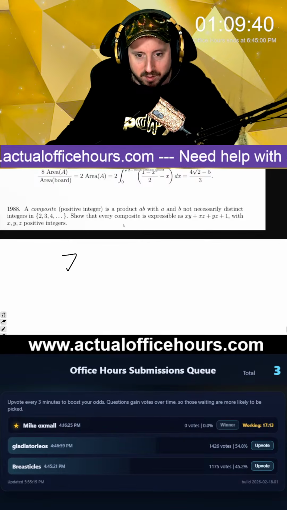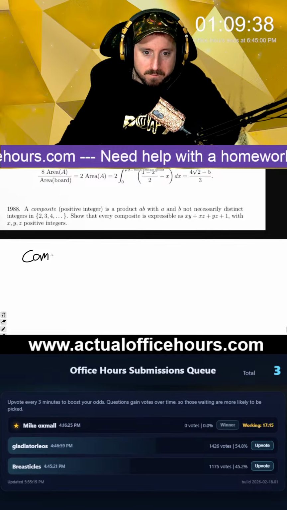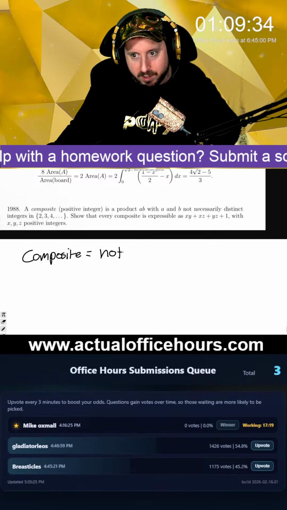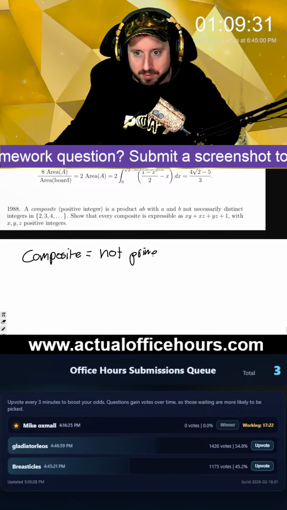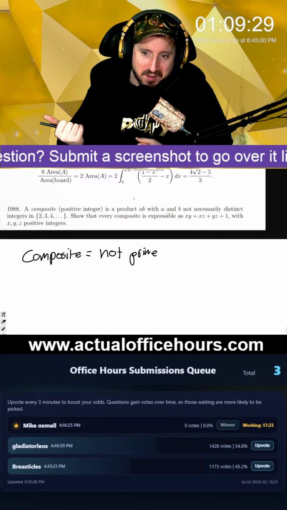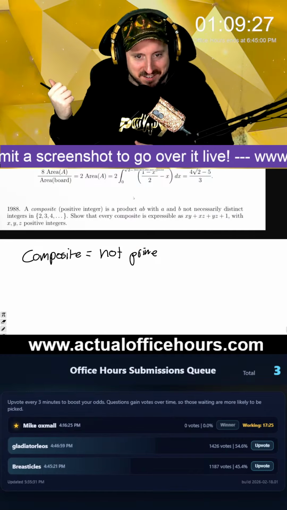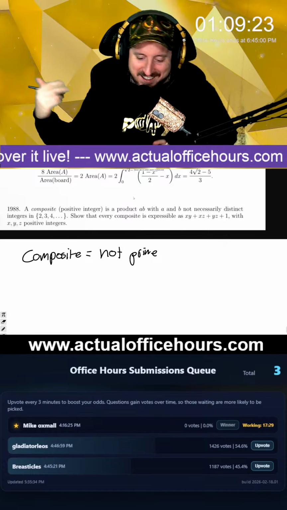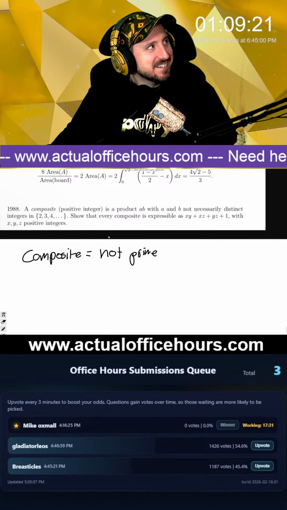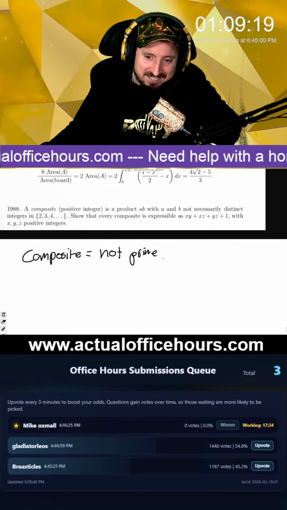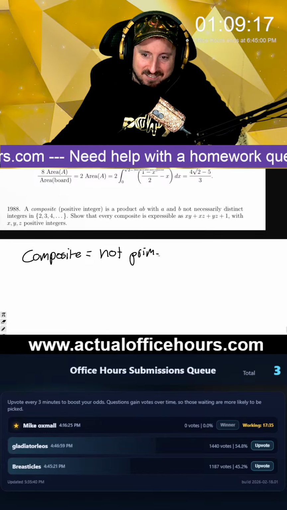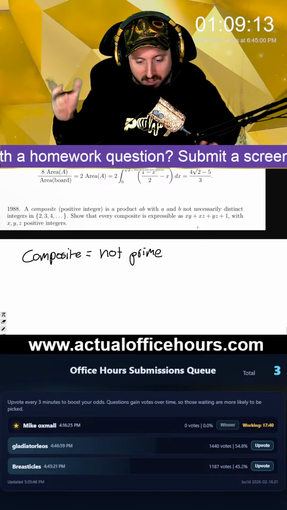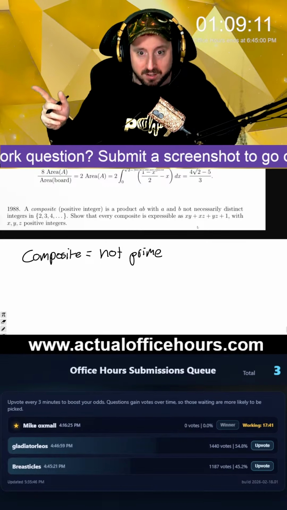Yeah, so composite would mean not prime, basically. Beautiful. Okay, I think I understand that now. Why couldn't they have just written that instead of saying it is a product AB with A and B not necessarily distinct? I feel like that's just confusing. Well, it's not confusing if you understand the point. It's leading. Okay, I like that little mindset shift. They're leading us towards something.